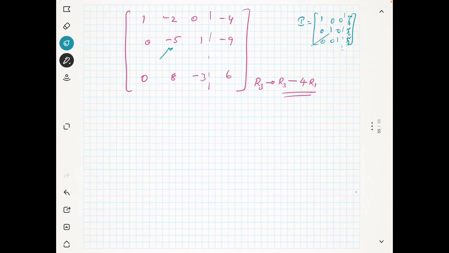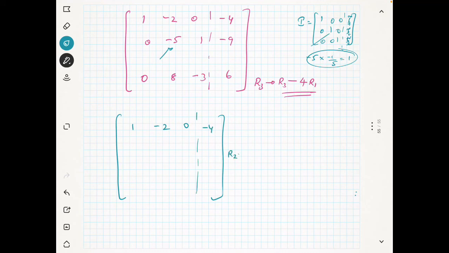So, I will multiply this row 2 with minus 1 by 5. Then it will become, because this is minus 5, so, minus 5 into minus 1 by 5, it will become 1, right? So, you can do any procedure whatever you like, which is convenient for you. Okay, 1, minus 2, 0, minus 4.